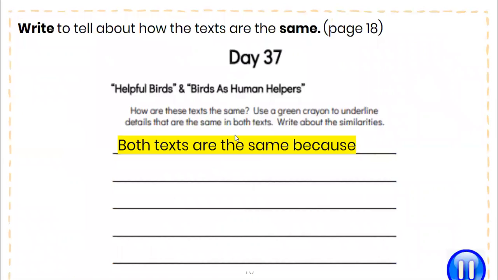Once you underline those, friends, turn to page 18 in your packet and write to tell about how the two texts are the same. For day number 37, here's your question. How are these texts the same? Helpful birds and birds as human helpers. Write about the similarities. You may pause the video here to write down your sentence starter.